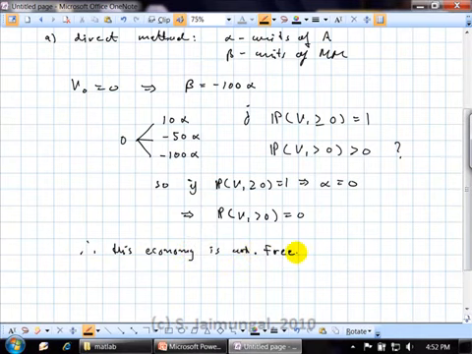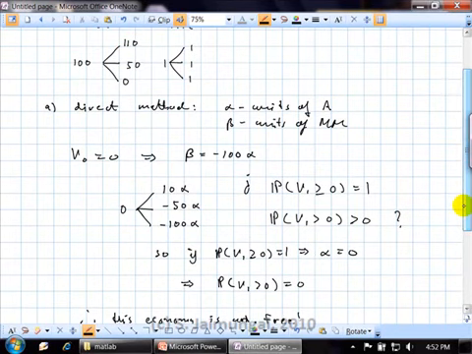So I can say this economy is arbitrage free. Does that logic make sense to you? Okay. I attempt to make the arbitrage as best I can, and then I look at the conditions. Can I satisfy both at the same time? No. Therefore, there is no arbitrage.